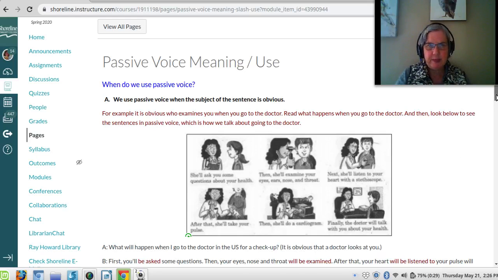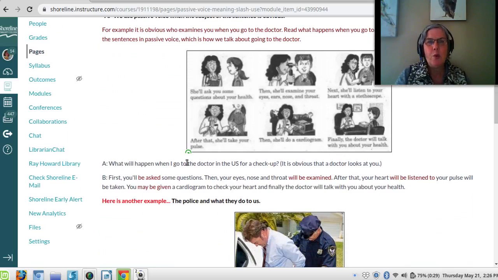So suppose one of my students says, what will happen when I go to the doctor in the US for a checkup? A checkup is when the doctor looks at your whole body, everything. That's like what's happening here, she is getting a checkup. So if my student says, what will happen to me if I go to the doctor in the United States? So here's what I would say. First, you will be asked some questions by the doctor. I don't have to say the doctor will ask you questions because I know she's talking about the doctor.